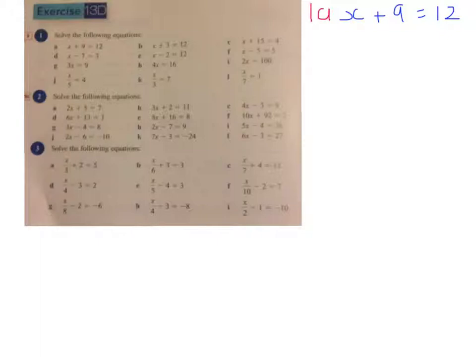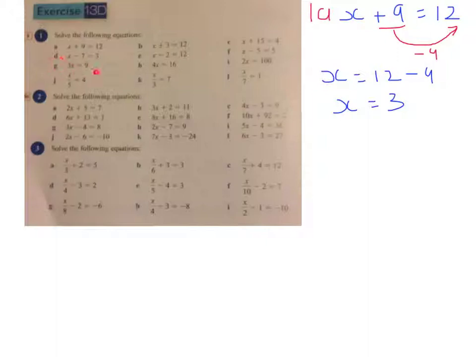But mathematically, what we've got to do is this is plus 9. When we take it over to this side, it becomes negative 9. So we write x equals 12, take 9, x equals 3. So that's how we do it mathematically, but you can just look at it and figure it out. Some of these are a little bit harder, so you can't do it as easily.